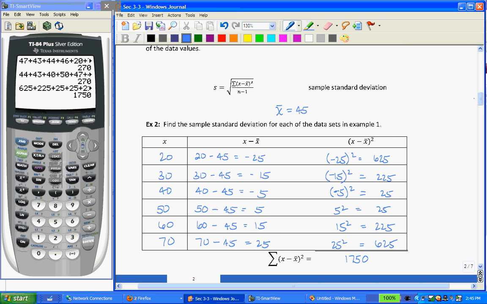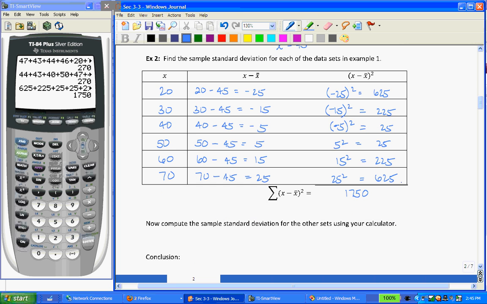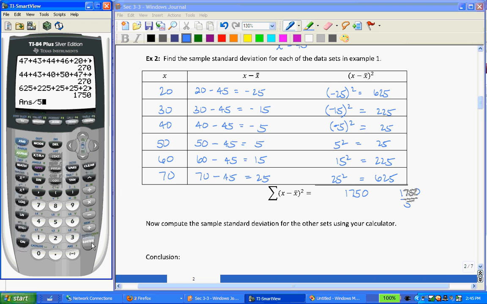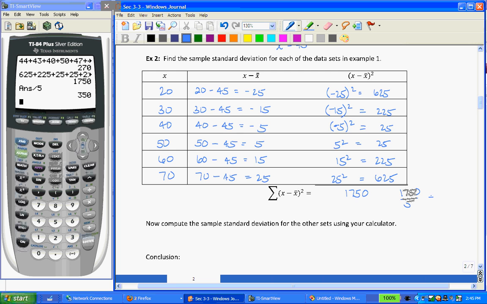There's one more part. We have to divide by n minus 1. So remember, n is the number of data values in the sample. This is going to be 1 less than that. So instead of dividing by 6, we're going to divide by 5, which gives us 350.